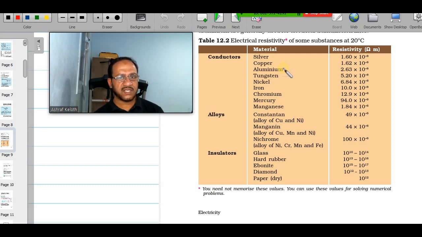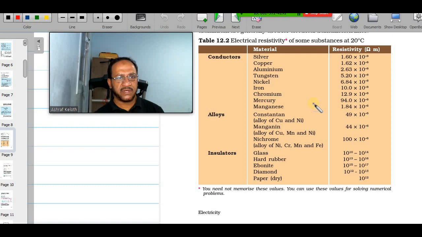Now the first question, what is the first question in that? Iron, you see iron, what is the resistivity value? In this table, iron has a resistivity value 10 into 10 raised to minus 8. And mercury is how much? 94 into 10 raised to minus 8. Mercury resistivity is 94 into 10 raised to minus 8. Iron is 10 into 10 raised to minus 8. So which is better? Iron. Iron is the better conductor because its resistivity is less than that of mercury. So iron is the better conductor among iron and mercury.